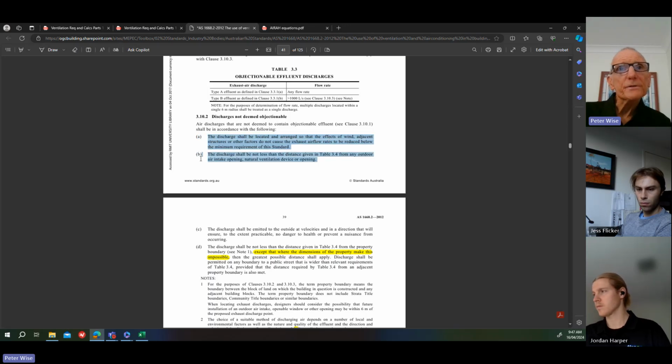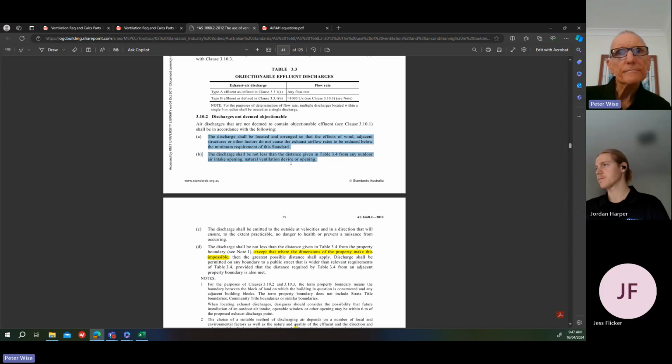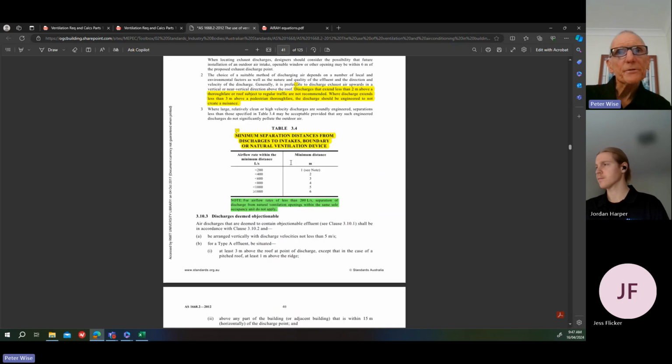The discharge shall not be less than the distance given in table 3.4 from any outdoor air intake, natural ventilation device or opening. So this is table 3.4. This is quite important, and you'll find that this is very useful.